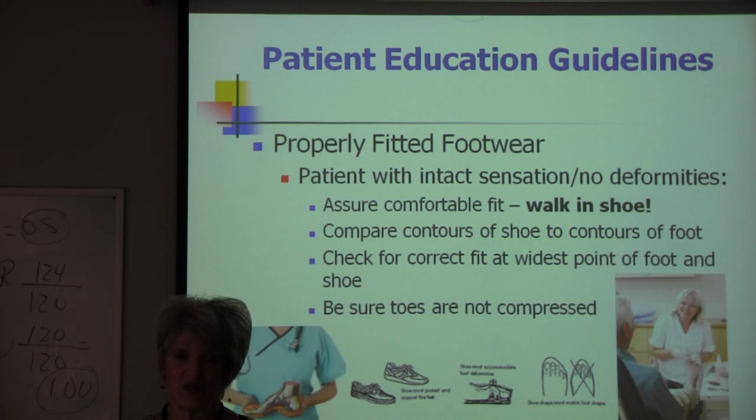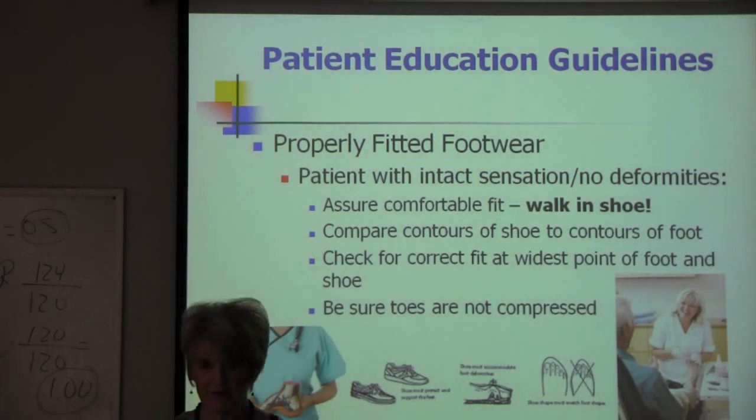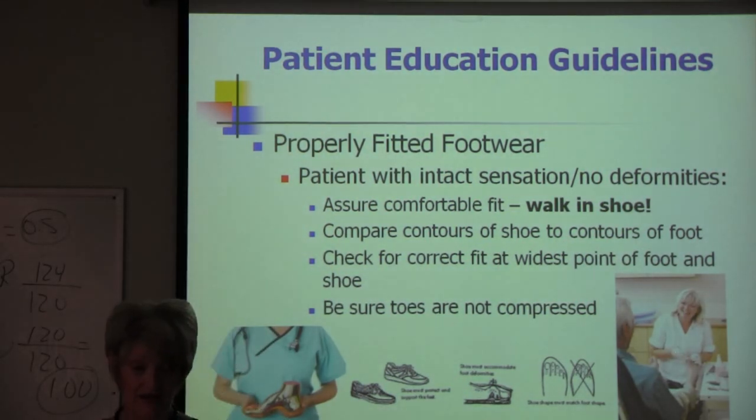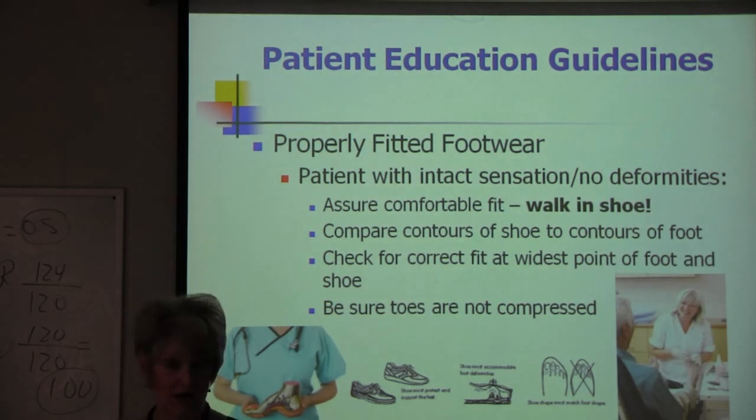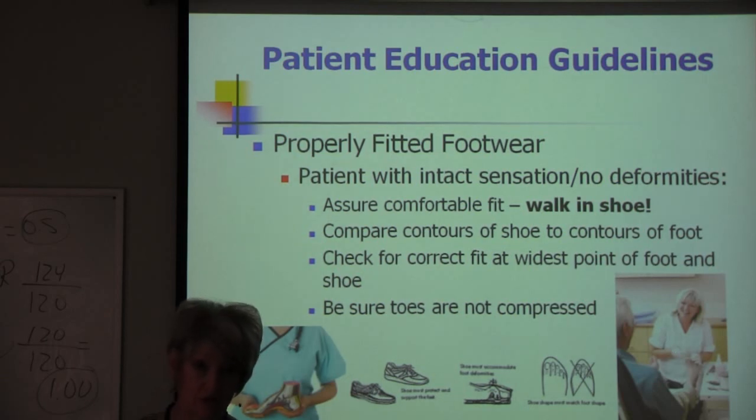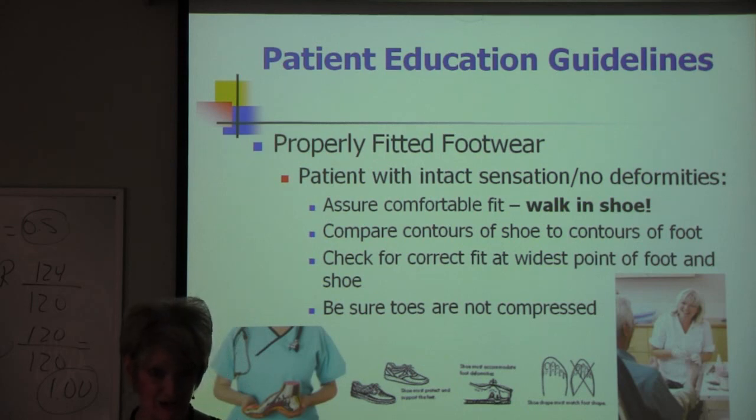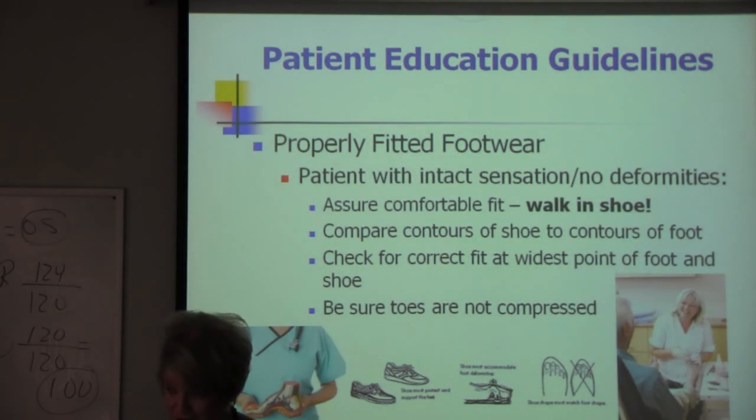Here's the guidelines for properly fitted footwear. If you have a patient who has normal sensation and no deformities, even if they have diabetes, they can buy their shoes off the rack because they don't have any deformities and they have perfectly normal sensation, so they'll know if their shoes are too tight, they'll know if their shoes are too short. So they just have to use intelligence when buying shoes, which is what we should all do.